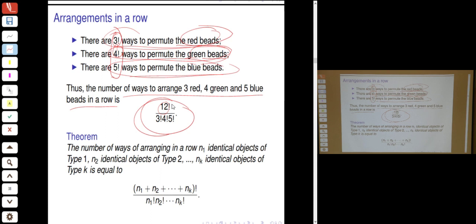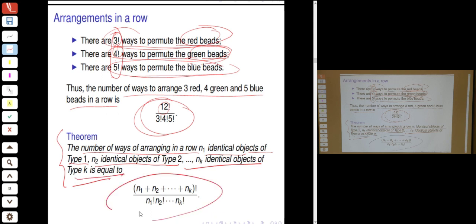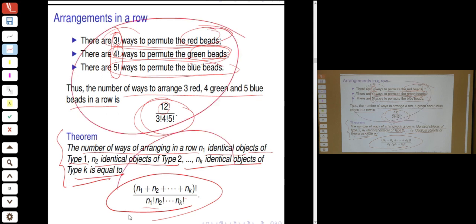And the more general version of this is that the number of ways of arranging in a row n1 identical objects of type 1, n2 identical objects of type 2, and nk identical objects of type k is equal to n1 plus n2 plus nk factorial divided by n1 factorial times n2 factorial times nk factorial. So the example with the beads is just a particular instance of this theorem. Okay? Any questions?